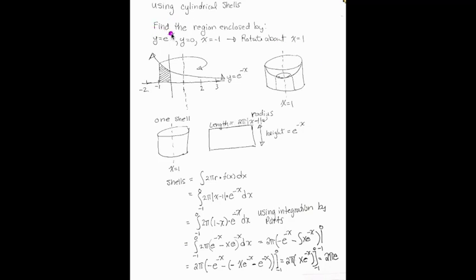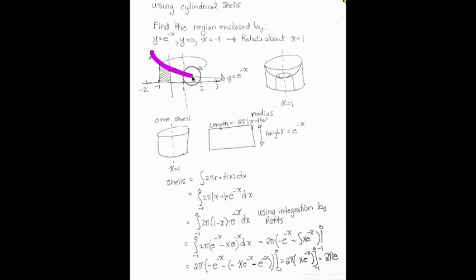In this example, we're going to find the region enclosed by y equals e to the negative x, y equals 0, which is the x-axis, and x equals -1, which is this vertical line right here. Now, when we find that enclosed region, that's this right here that I have shaded, and then we need to rotate that about the line x equals 1.